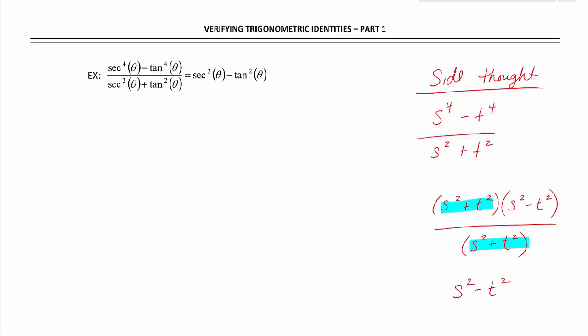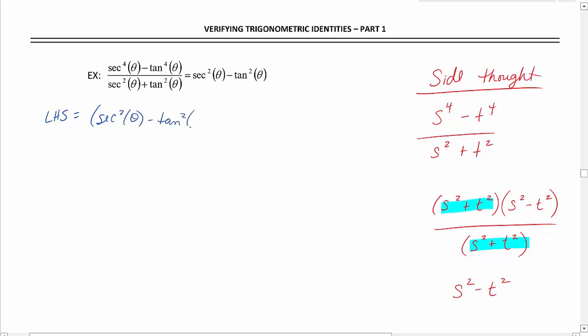These side thoughts, that's not good enough for a proof. All right, so we're starting on the left-hand side, and we're going to factor that left-hand side into secant squared theta minus tangent squared theta times secant squared theta plus tangent squared theta.